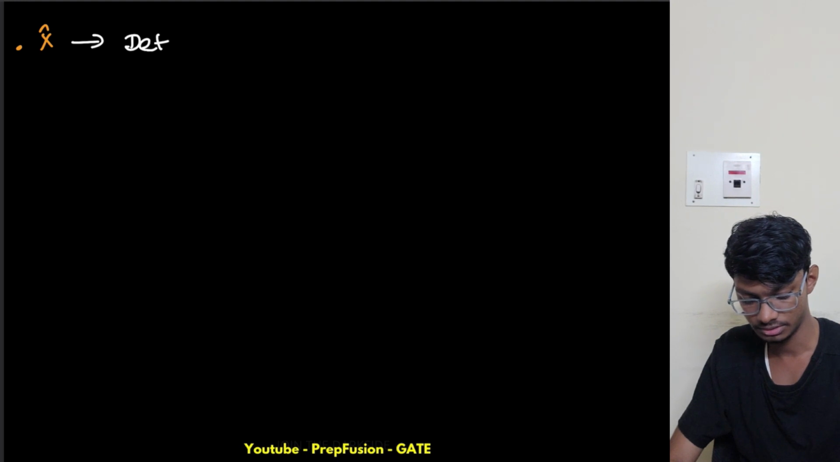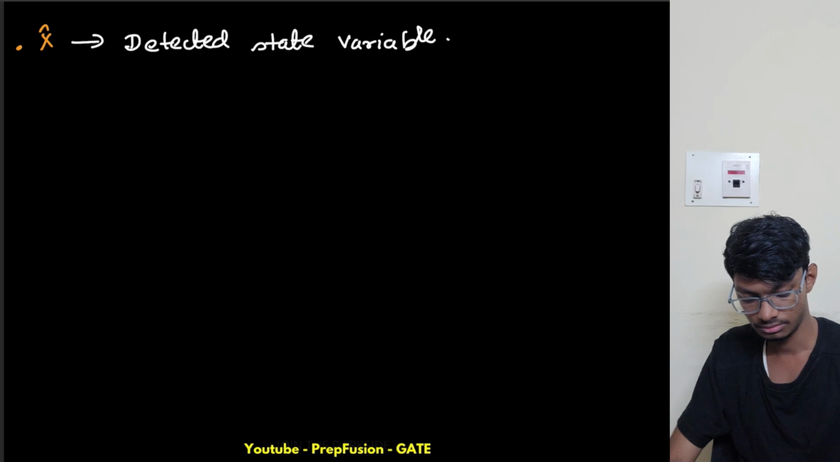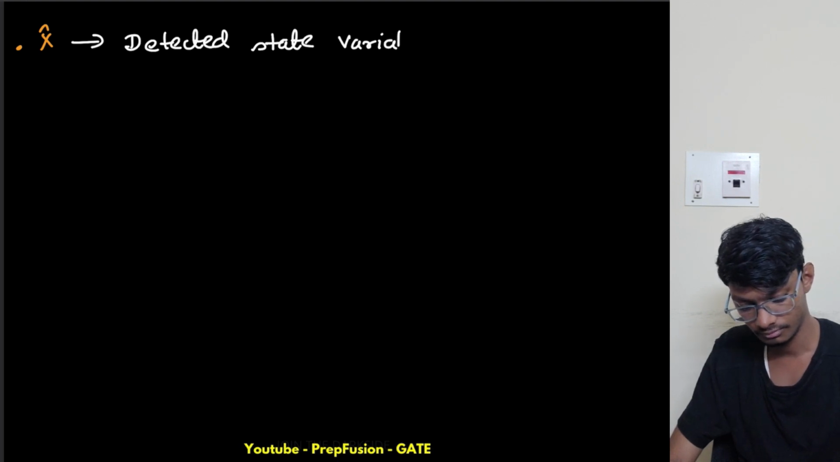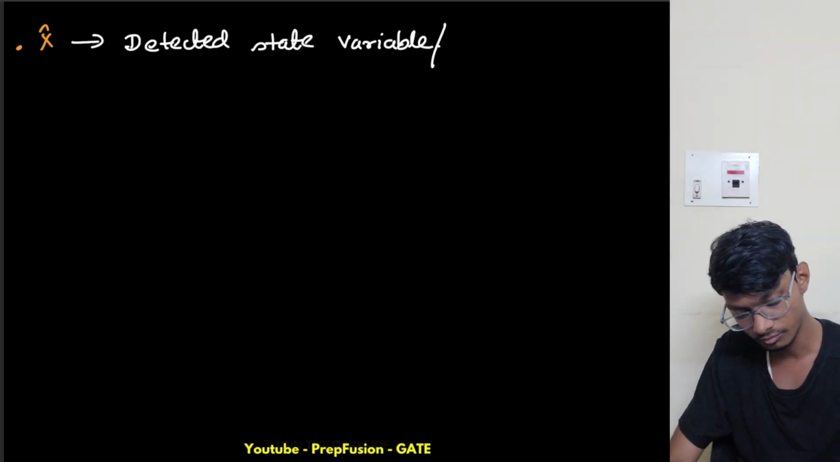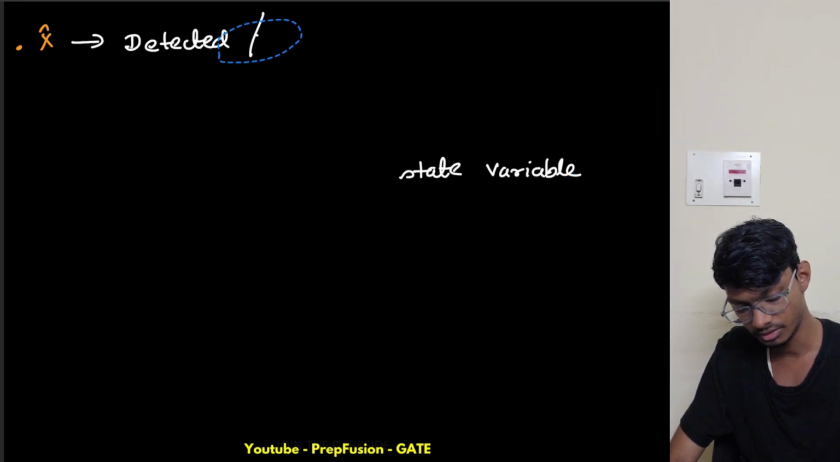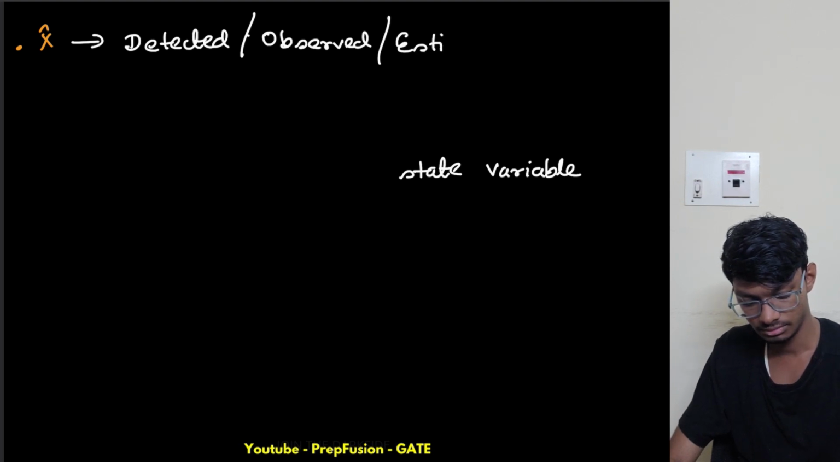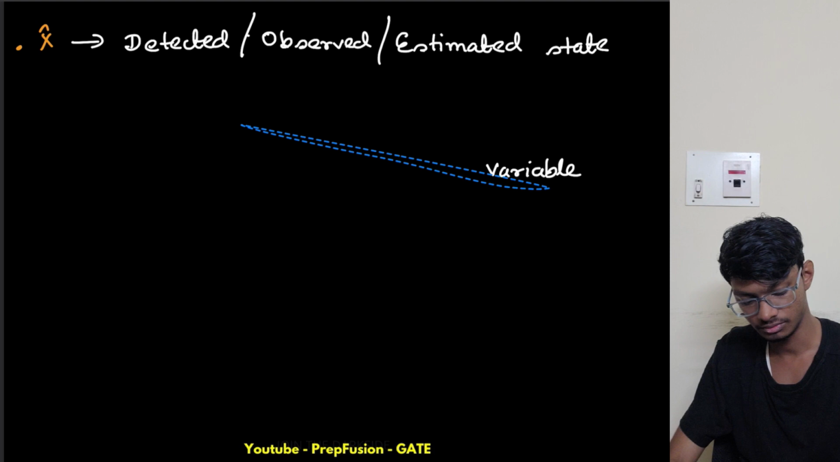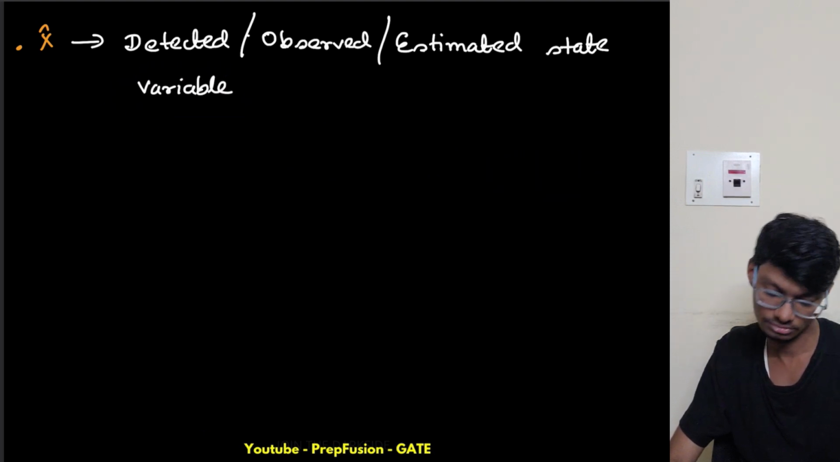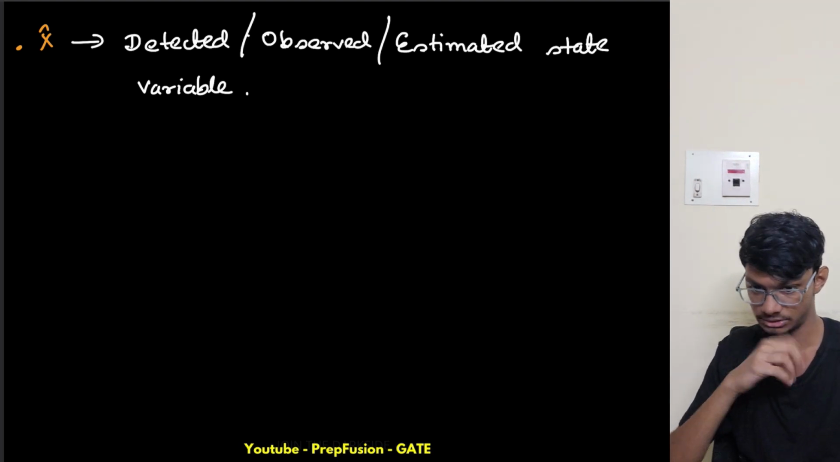So my x cap, right, is known as the detected state variable, or we can call this the observed state variable, or estimated state variable. All of these things we can call.